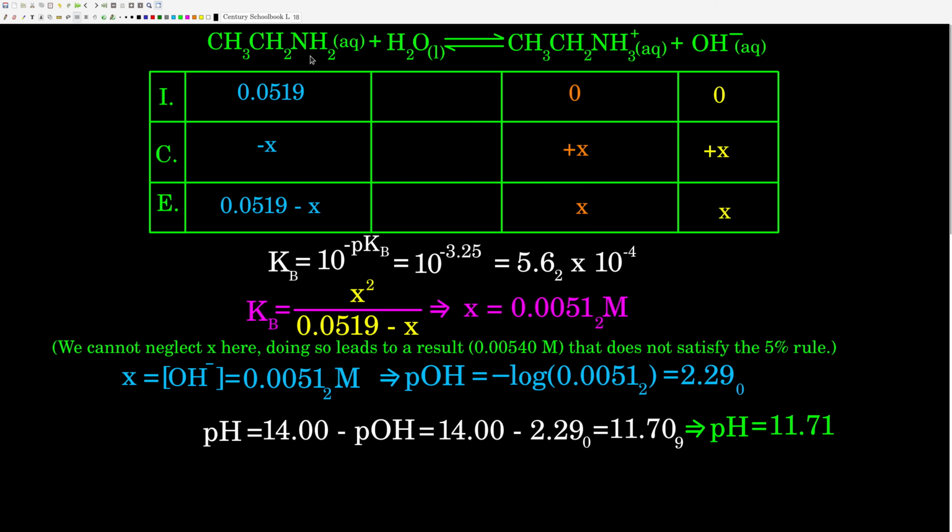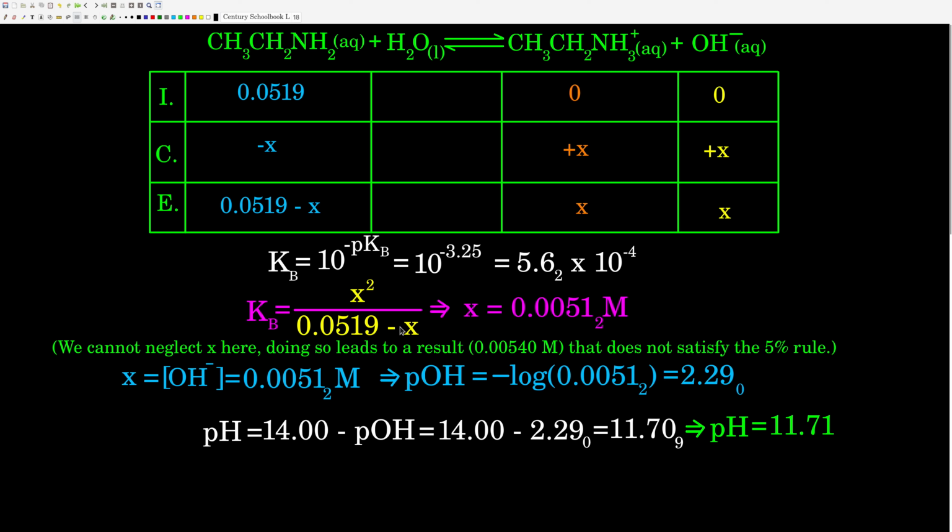So here's what our equilibrium looks like. There's our base, there's water. Base accepts a proton, so now it has a plus charge because it started out with a 0 charge. And ethyl ammonium ion is what this is called, and hydroxide. And so typical ICE table, initial 0, 0, minus x, plus x, equilibrium minus x, so we get x squared over 0.0519 minus x.